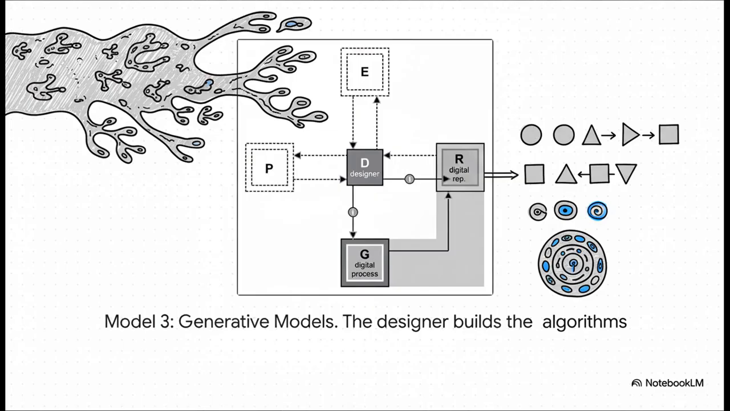And that leads us to the next level, generative models. Here, the designer takes another huge step back. Now they're not interacting with the form or even the digital environment. They are designing the generative mechanism itself, the actual algorithm, the shape grammar, the evolutionary system that will then go off on its own and produce thousands of design variations.